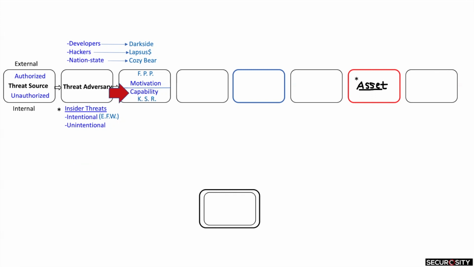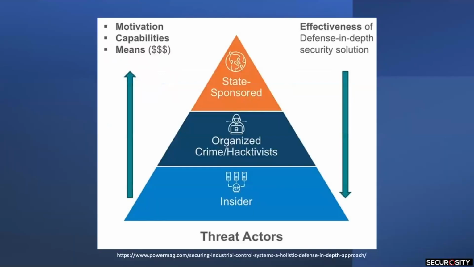Knowledge. What do the threat adversaries know about our organization, our employees, and our vulnerabilities? Skills. What skills do they possess? And resources. What support and resources do they have that would enable them to carry out attacks and cause harm to an organization? As shown here, the capabilities and means, the resources, increase as we move up from insider to state-sponsored threat adversaries.